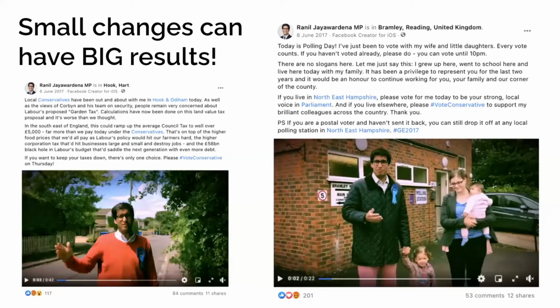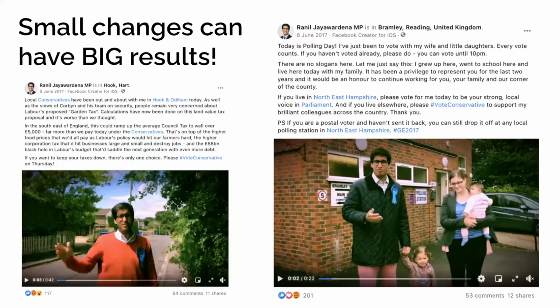The first example here is very straightforward. It's looking at how creative can be interpreted and utilized in a way that helps extend your reach. I'm not expecting everybody to look at all the words here. What's more important is the imagery. This is an individual that we worked with a few years ago. His name's Ranil Jalwadina. He's a British politician that we worked with.